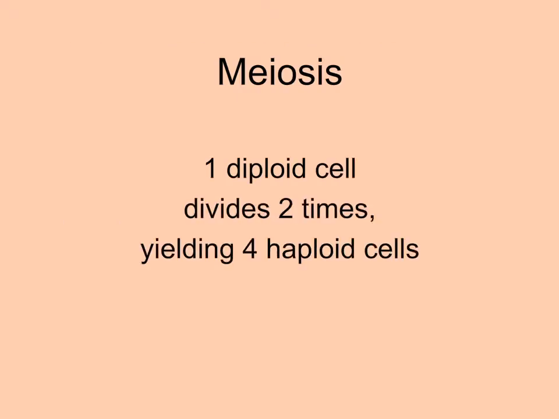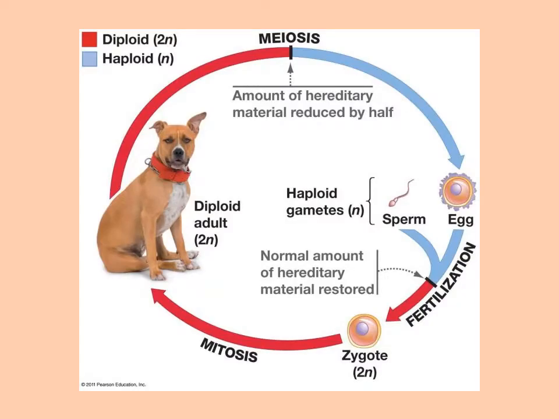Meiosis involves a diploid cell going through 2 stages of cell division to yield 4 haploid cells. Let's look at the life cycle of this dog. The dog, like many other organisms, is diploid. Its somatic cells contain homologous pairs. Through meiotic cell division, the dog produces gametes, sperm in males and eggs in females, that fuse to form a diploid zygote. Mitotic cell division and differentiation of the daughter cells produce an embryo and, ultimately, a sexually mature dog.